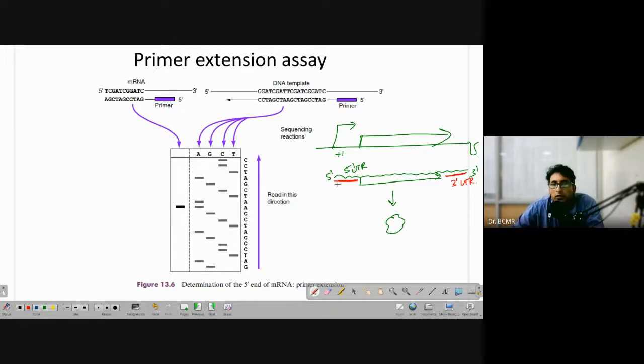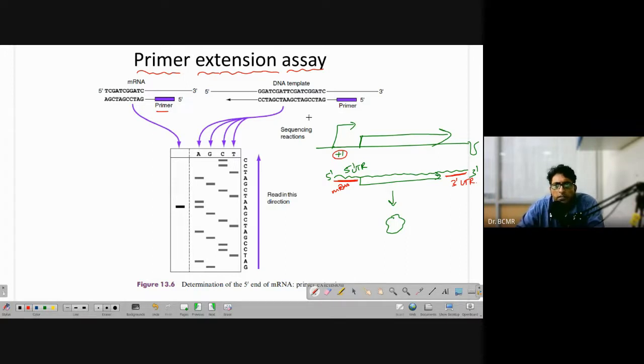How can I find out the +1? That is the 5' end of the mRNA. How can I figure that out? Here is an experiment called the primer extension assay. This term would be used anytime we have a primer and we allow extension of it.